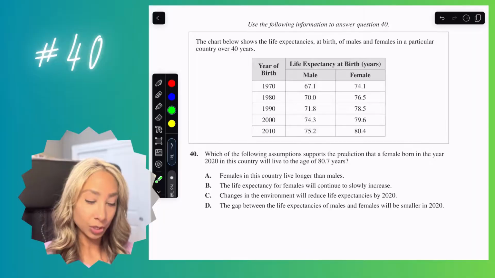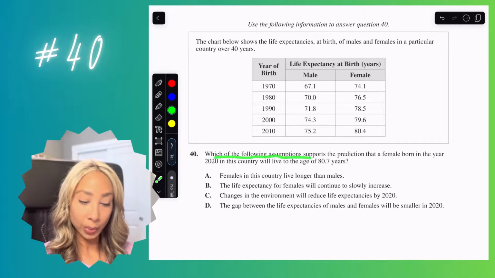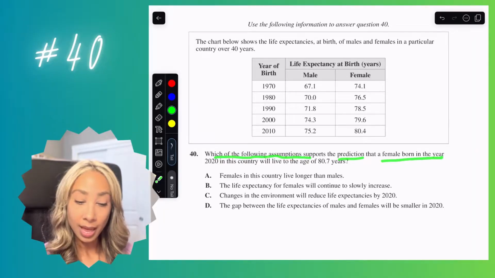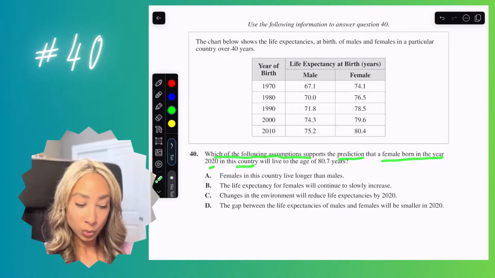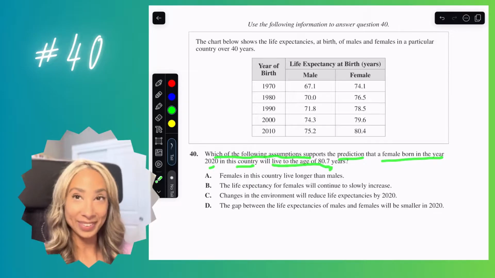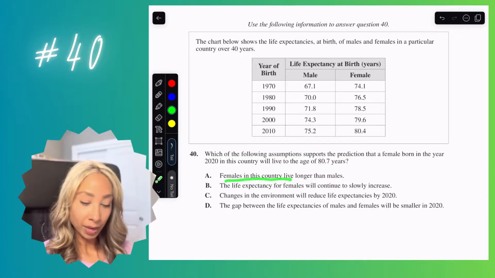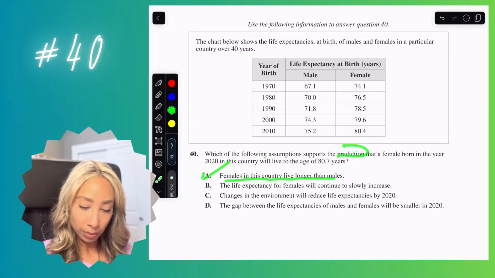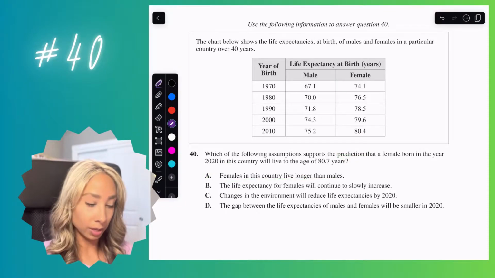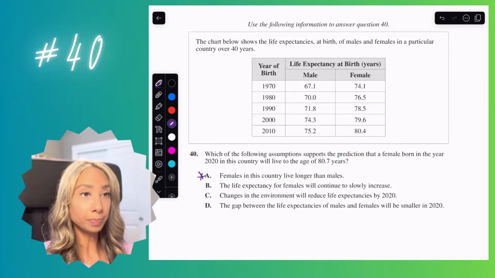So what we need to do is decide which of the following assumptions supports the prediction that a female born in the year 2020 in this country will live to the age of 80.7 years. So let's go through and cross them off. A: Females in this country live longer than males. Well, that is true, but I don't know if that really supports a prediction. So I'm just going to put a star.